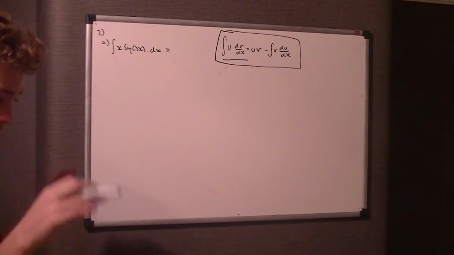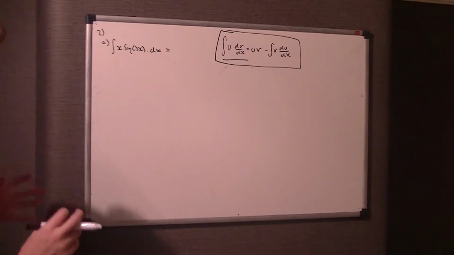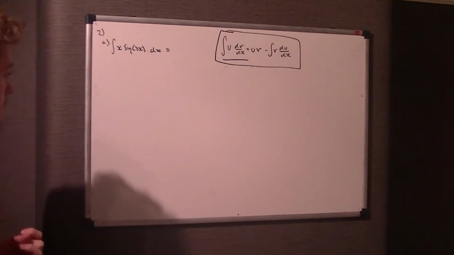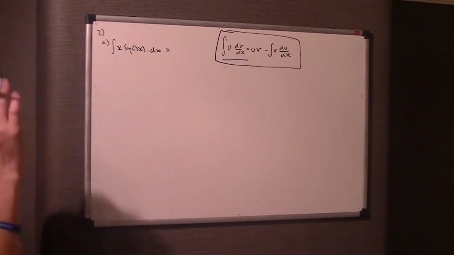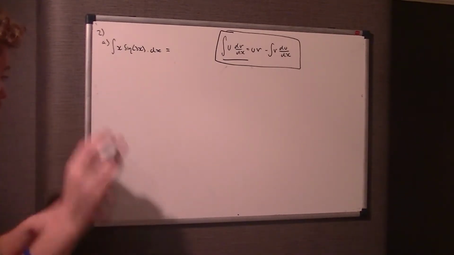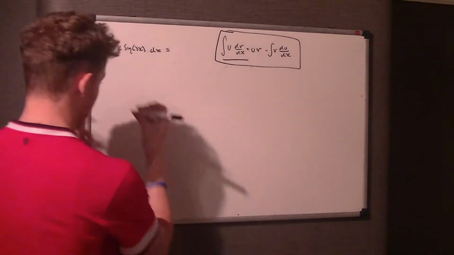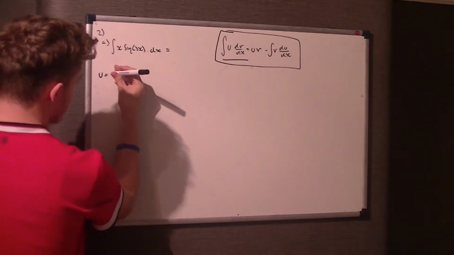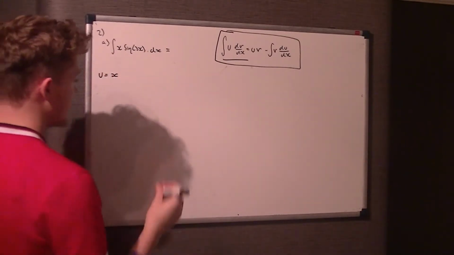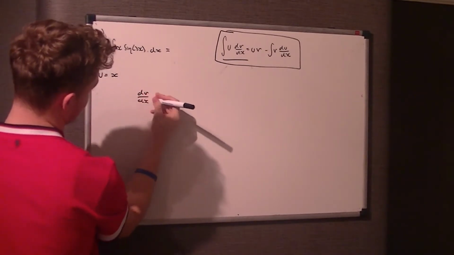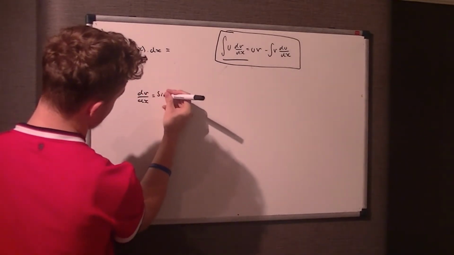This is why doing physics is good with this. Think, right, what have we been given? What do we need to find out? I write it all down, and then we can see how we're going to get from what we know to what we want to find out. So what do we currently know? Well, we currently know u. So I'm going to write what u is. u is equal to x. And we know what dv dx is. So over here, I'm going to write dv dx equals sine 3x.